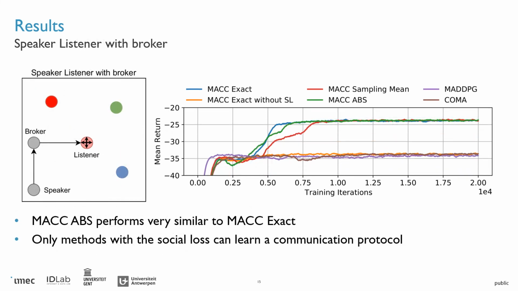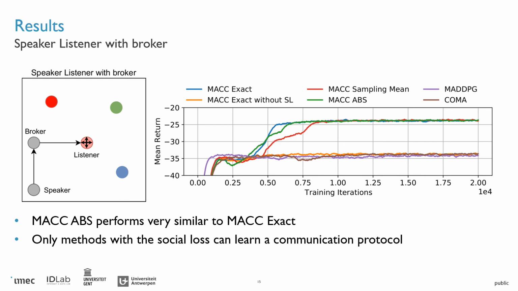The final scenario of the particle environment is a speaker-listener with broker. This is an adapted version of the speaker-listener in which the speaker and listener cannot directly communicate, but have to go through the broker agent. So the goal of the environment is for the speaker to encode the target landmark of the listener into a message and send this message to the broker. The broker will re-encode this message and send a new message to the listener. The goal of the listener is then to go towards the target landmark.